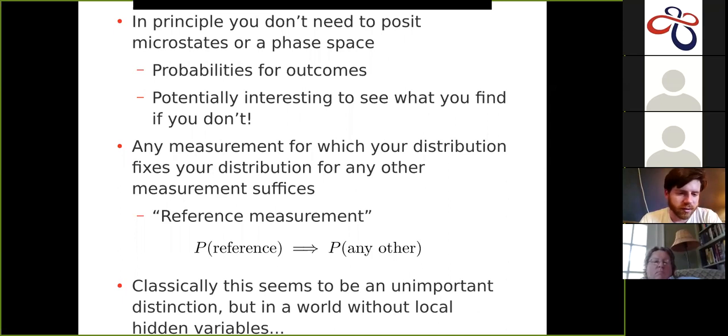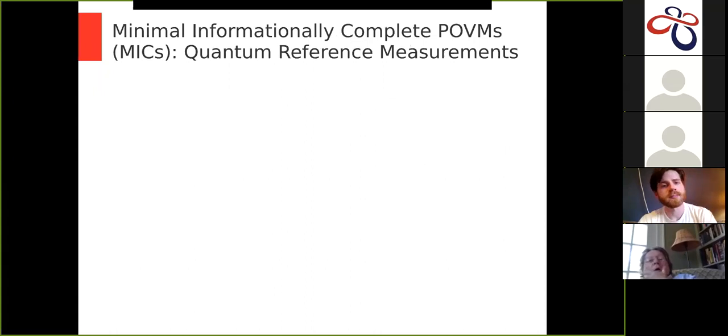Obviously from a classical mindset, this is an unimportant distinction, but in a world without local hidden variables, we have to be very careful, and all of the different kinds of proposals for finite or discrete phase spaces are a testament to the fact that it's not clear exactly what we need to do in a world where these things are not the case. So let's turn back to quantum mechanics, in other words.